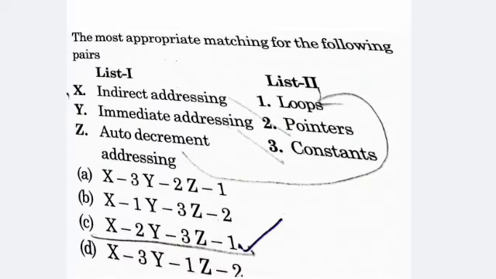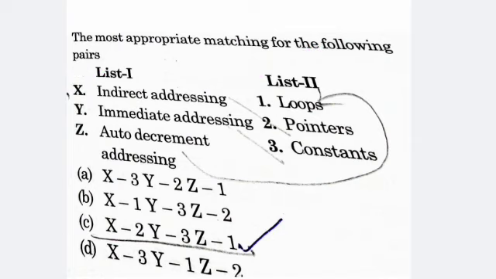Match the most appropriate of the following pairs. They are giving two lists, list 1 and list 2. In list 1 they give the addressing modes: indirect addressing, immediate addressing and auto decrement addressing, and in list 2 they give loop, pointer and constants. Now match the appropriate pairs.